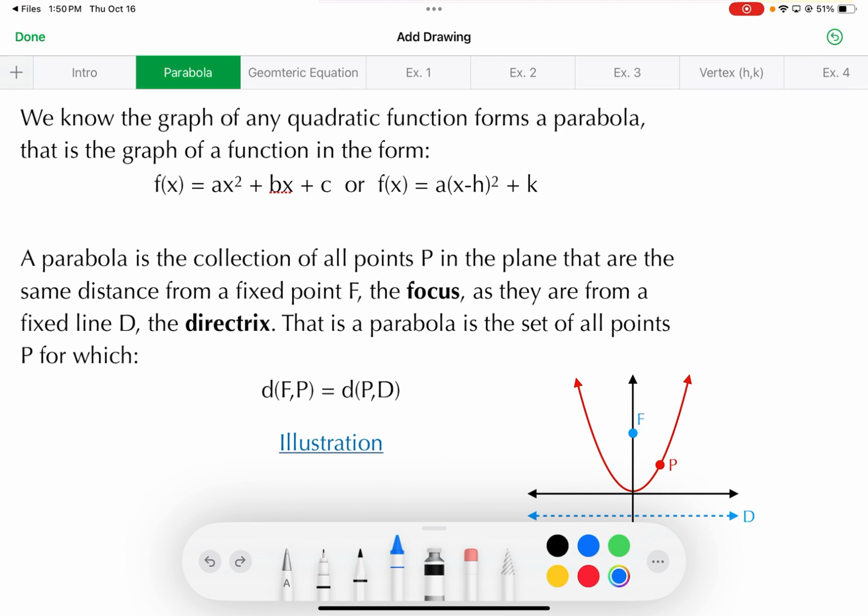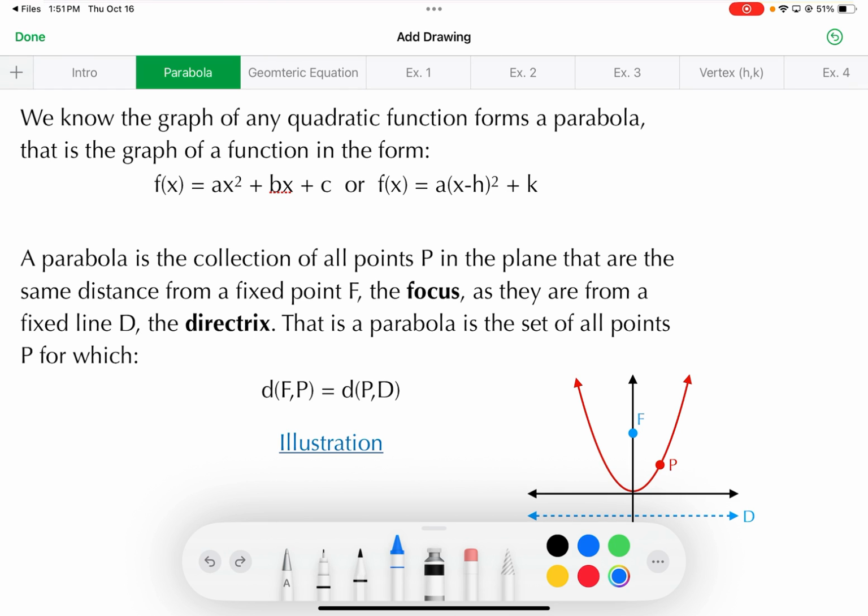But then you also have the vertex form, a times x minus h to the second power plus k. We're going to throw both of those out the window. We don't need either of those functions for this new approach to a parabola, okay? So remember, a geometric definition of something typically is going to involve distance, measurement associated in the definition, okay?